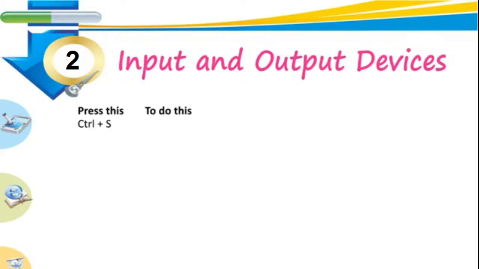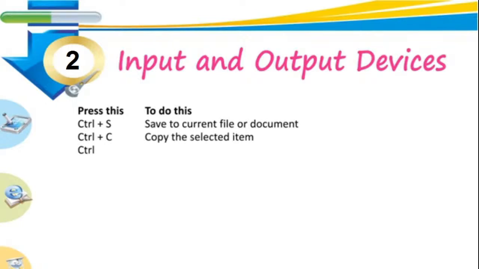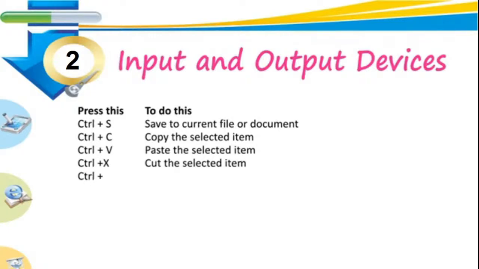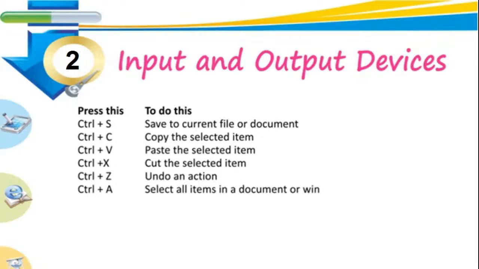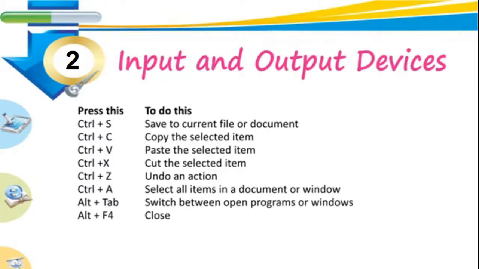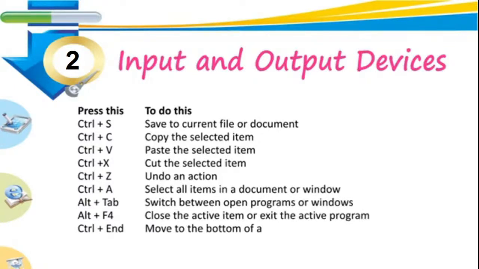Press this, to do this. Ctrl plus S, save the current file or document. Ctrl plus C, copy the selected item. Ctrl plus V, paste the selected item. Ctrl plus X, cut the selected item. Ctrl plus Z, undo an action. Ctrl plus A, select all items in a document or window. Alt plus Tab, switch between open programs or windows. Alt plus F4, close the active item or exit the active program. Ctrl plus End, move to the bottom of a document. Ctrl plus Home, move to the top of a document.